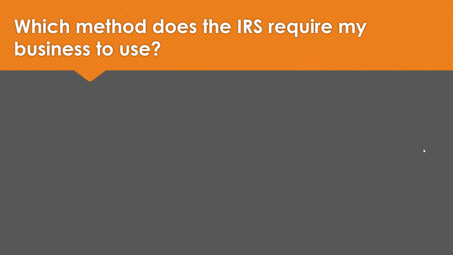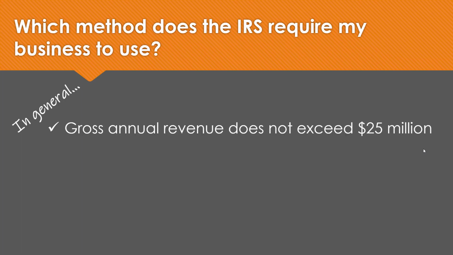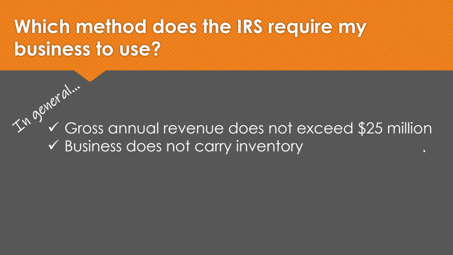Which method does the IRS require your business to actually use? Keep in mind, this is very generic information. The guidelines issued by the IRS mention that you can use the cash method if your annual revenue does not exceed $25 million and your business does not carry inventory. So talk to your tax accountant to really learn what those guidelines are for your business.